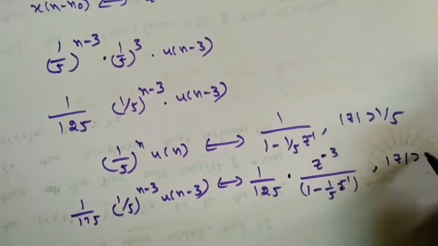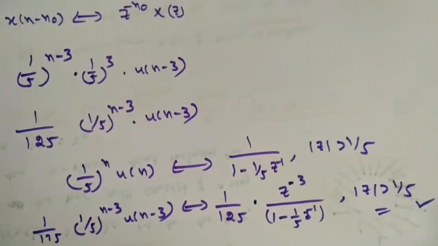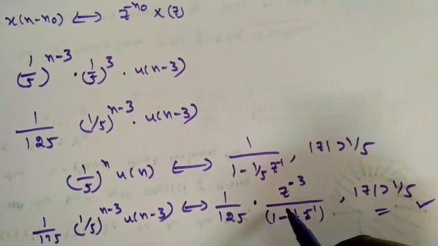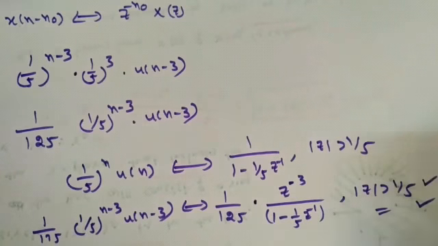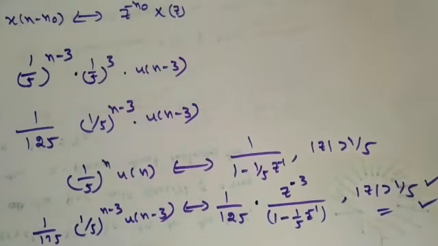And what is the ROC? Mod z is greater than 1 by 5, right? Now this will become 1 by z cube anyway. So z cube means z is equal to 0 anyway, it's not there. So ROC is mod z is greater than 1 by 5 for this one, right?